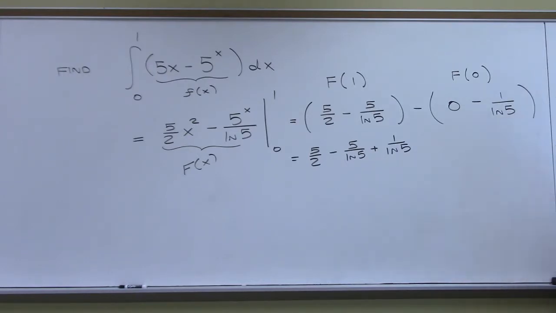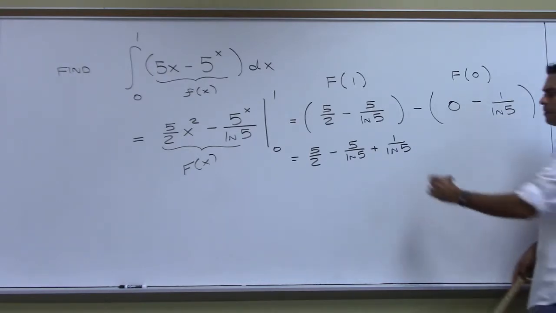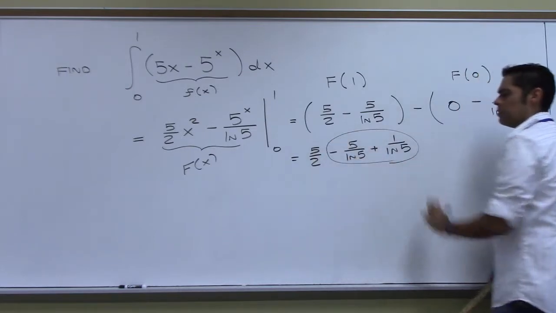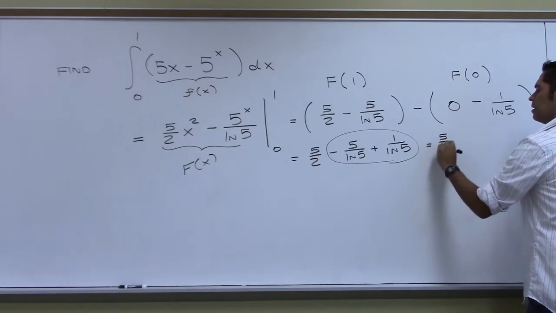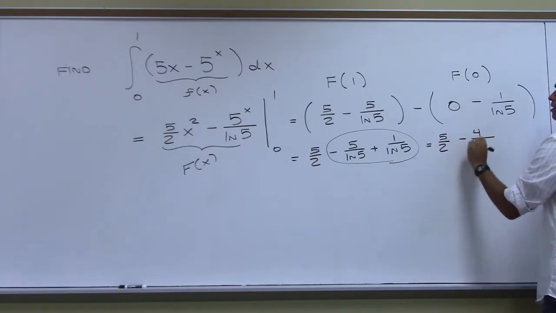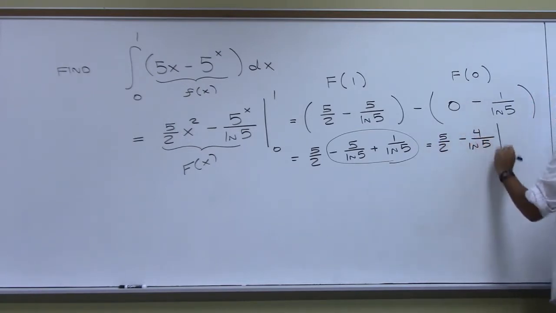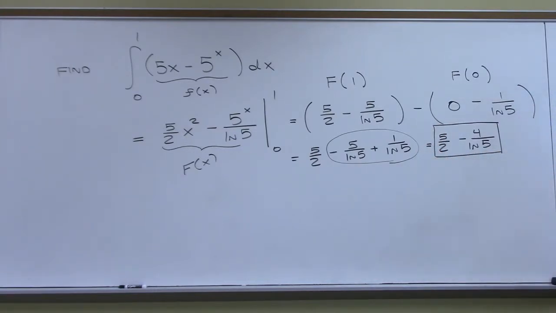Anything else we can do? We can put these 2 together. They have the same denominator, don't they? So this would turn out to be 5 halves minus 4 over natural log 5. Questions? You can leave it like this, yes.